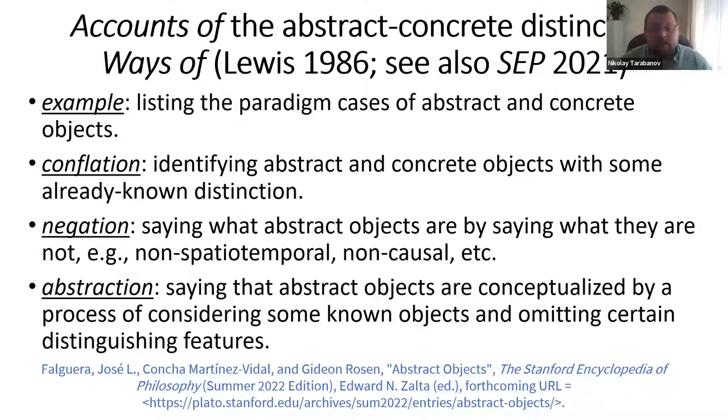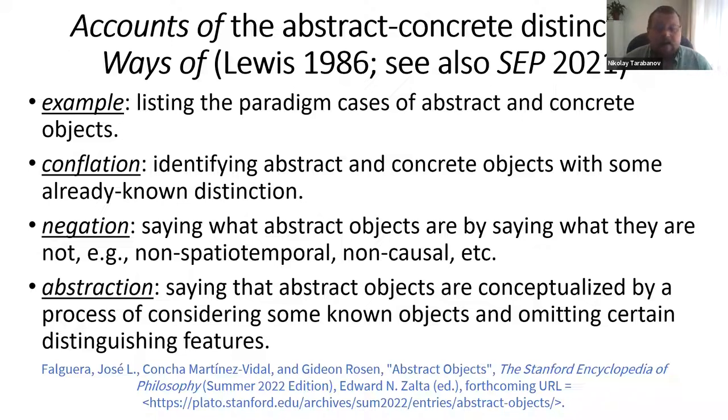Of course, there are different accounts of the abstract-concrete distinction, following Lewis. The way of example introduces the distinction by citing paradigm cases, and from the standard view mentioned above, we could provide examples of abstract objects such as properties and sets. Conversely, we can offer tables and teapots, the paradigm cases of concrete entities. But as we've seen earlier, it's quite hard to specify objects like holes, shadows, etc.